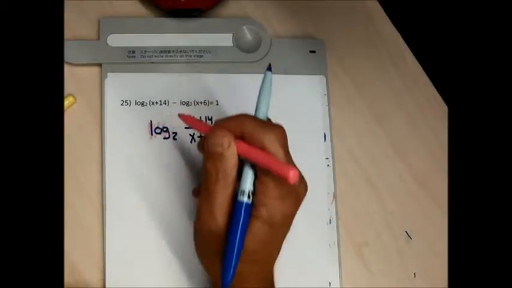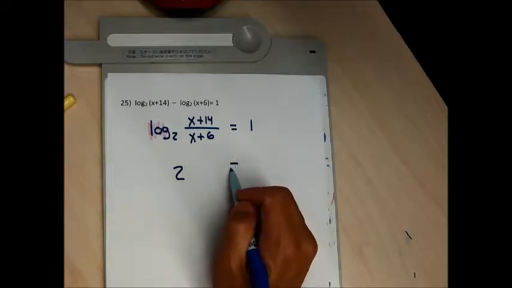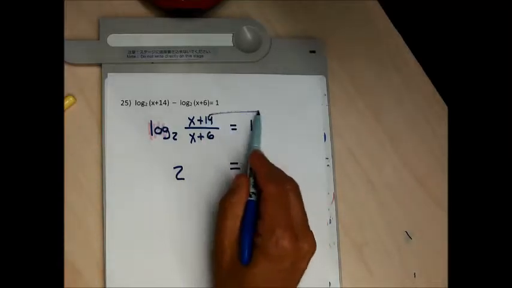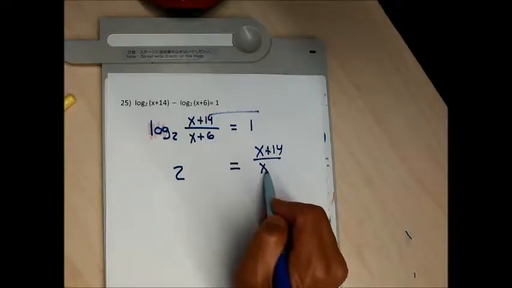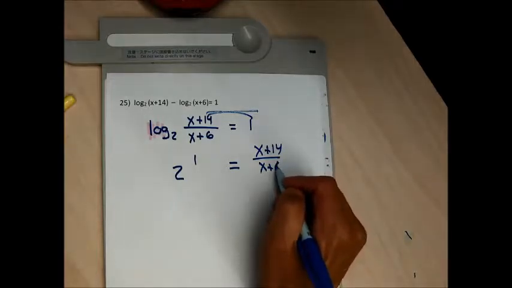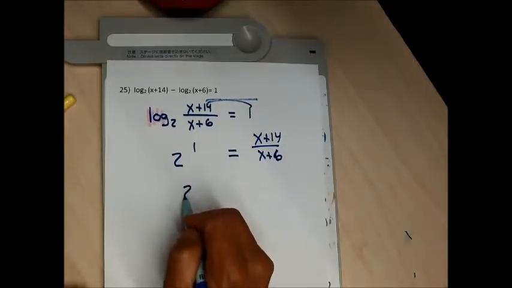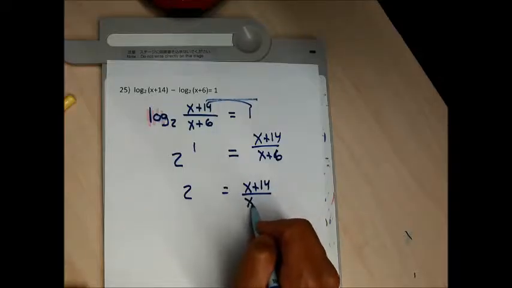And now I'm going to cross out my logarithms again. The 2 is going to stay on the left-hand side. The equal sign is going to stay where it's at. The fraction is going to move to the right-hand side. The 1 is going to move to the left-hand side and become an exponent. So this technically gives me 2 equals x plus 14 over x plus 6.